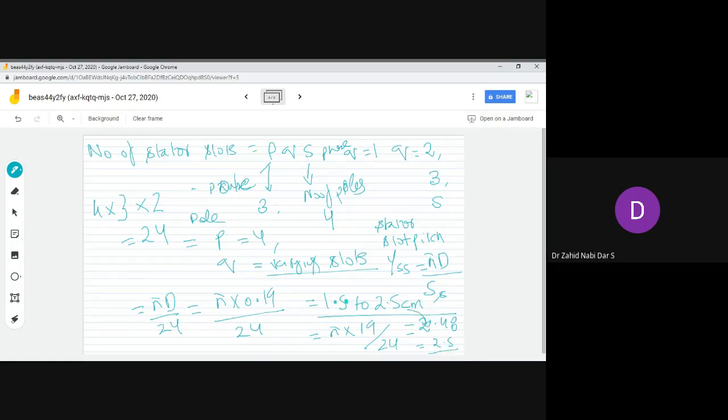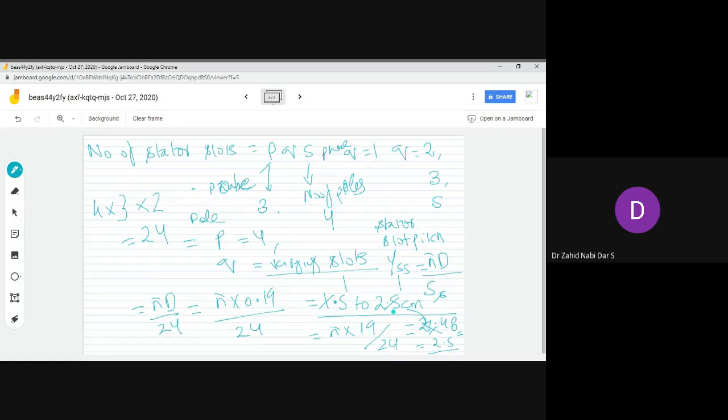So the range is between 1.5 to 2.5. So we have to have it between this range. We cannot exactly touch here. Okay, so can this value be substituted here? No, I don't think so. We have to have it in the range.